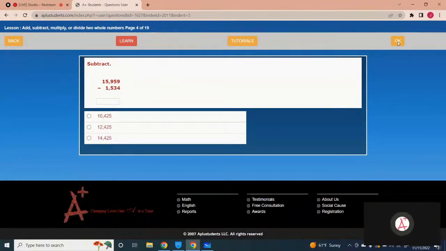Okay, the next one is you have to subtract. So 9 subtract 4 is 5. 5 subtract 3 is 2. 9 subtract 5 is 4. 5 subtract 1 is 4 and 1. It would be 14,425.